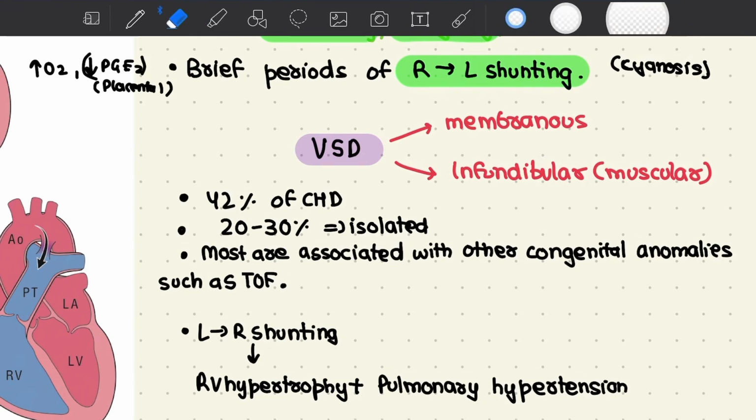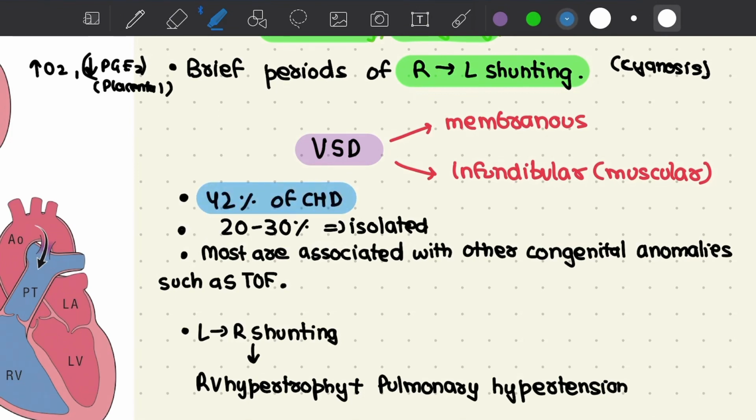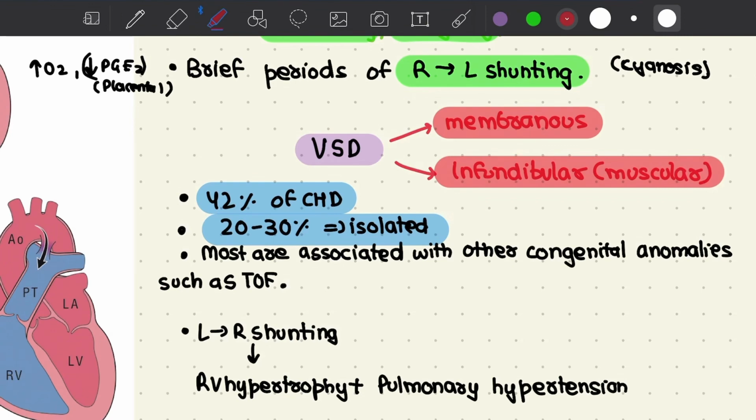Ventricular septal defects are the most common of the isolated congenital heart defects, in which 20 to 30% of them are isolated, that are not associated with other congenital abnormalities. Most of the ventricular septal defects are therefore associated with other congenital anomalies such as tetralogy of Fallot. They can occur either in the membranous part of the ventricular septum, or they can occur in the infundibular or the muscular part of the interventricular septum.